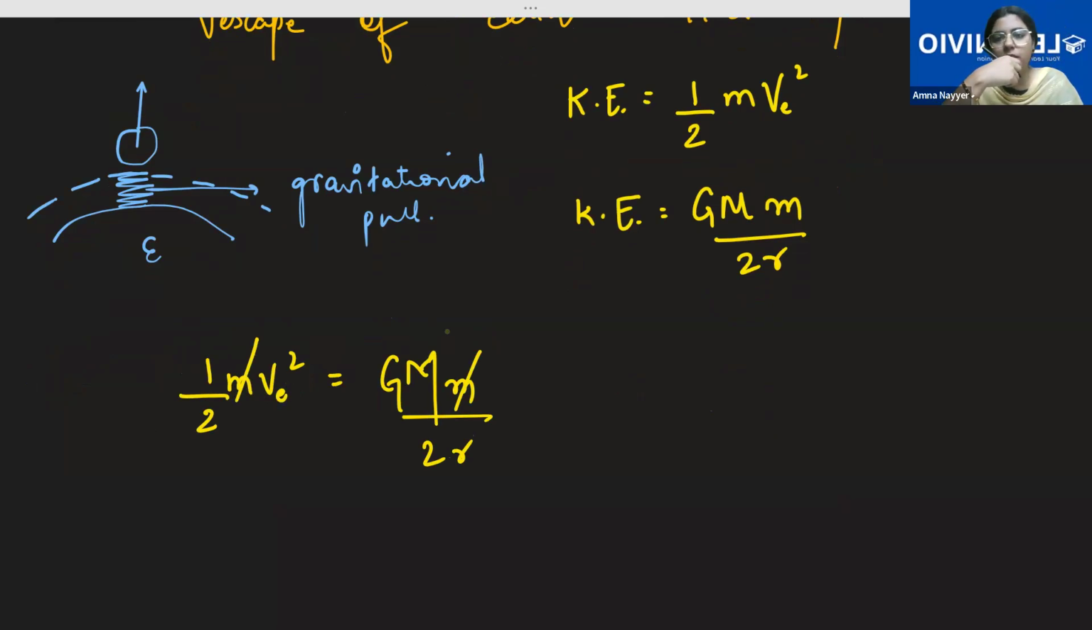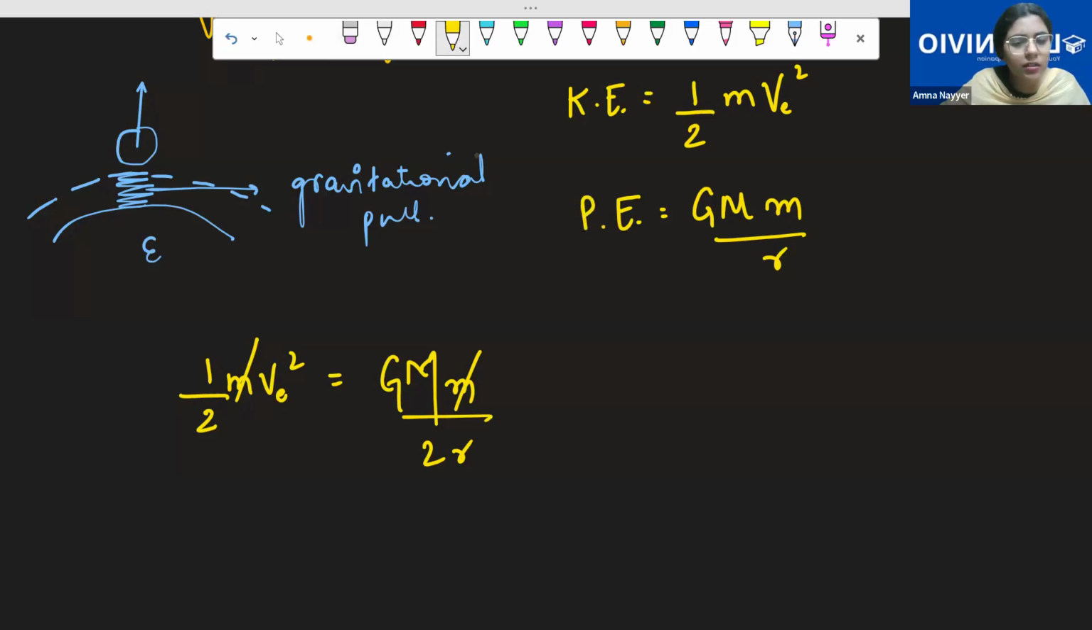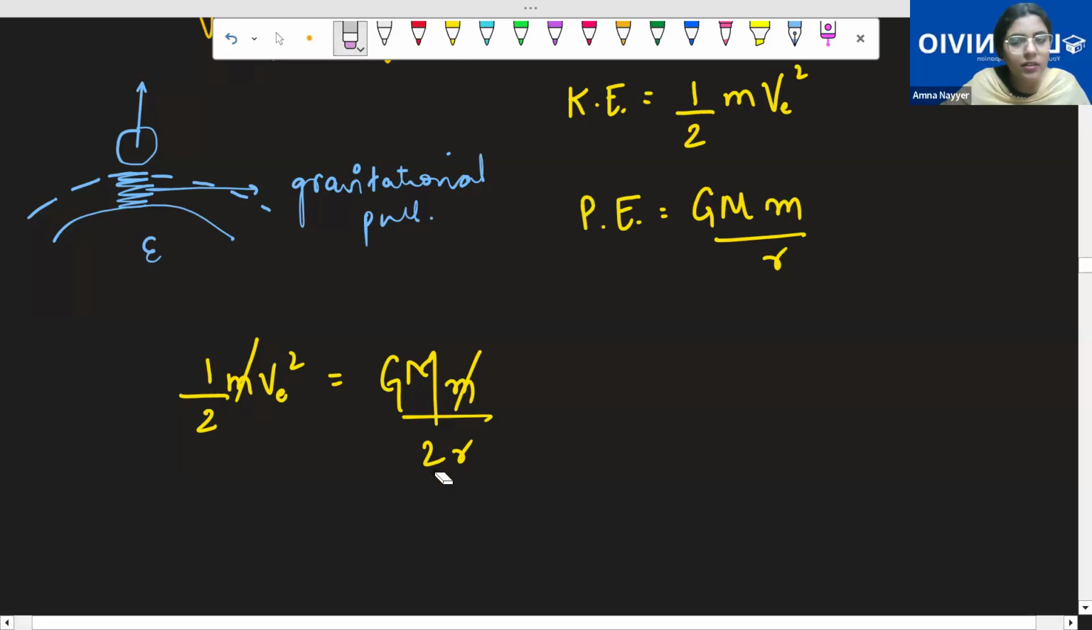Capital G, capital M. This is the gravitational pull of the earth. We'll use potential energy. Yes, Hafsa? The 2 also cancels, right? We'll divide 2. That also cancels. Oh, 2 is not there. No, that's what I was saying.